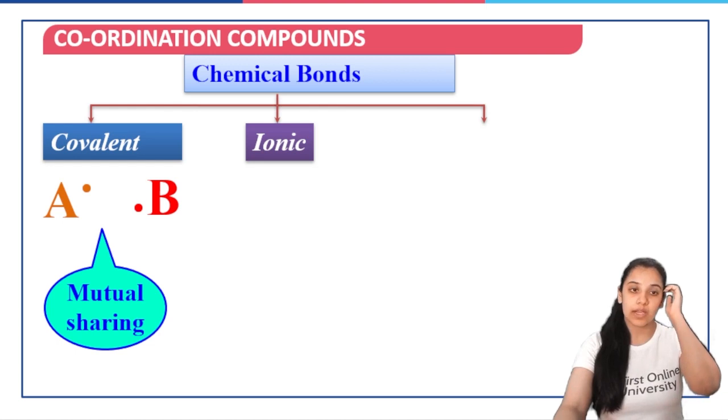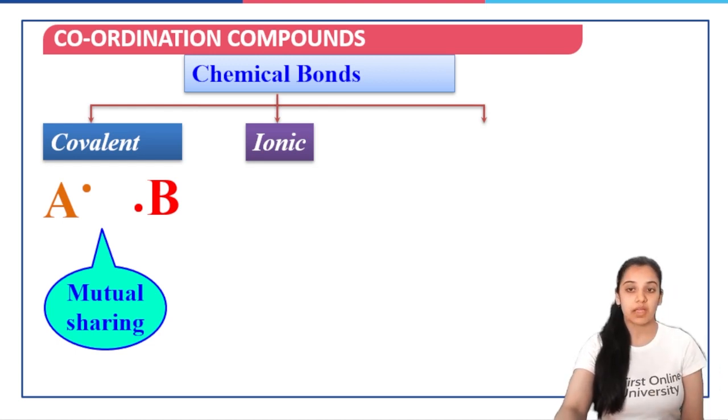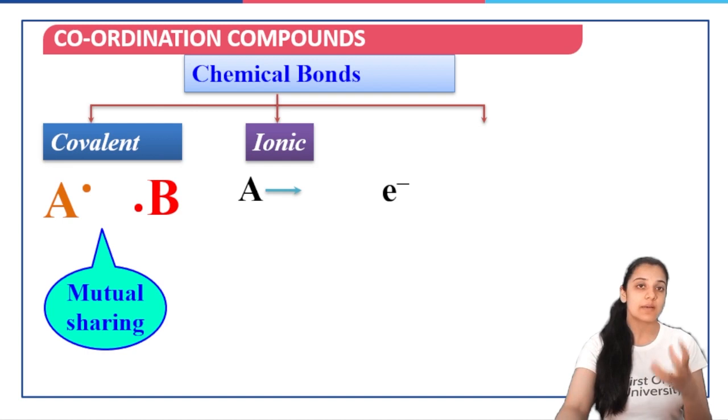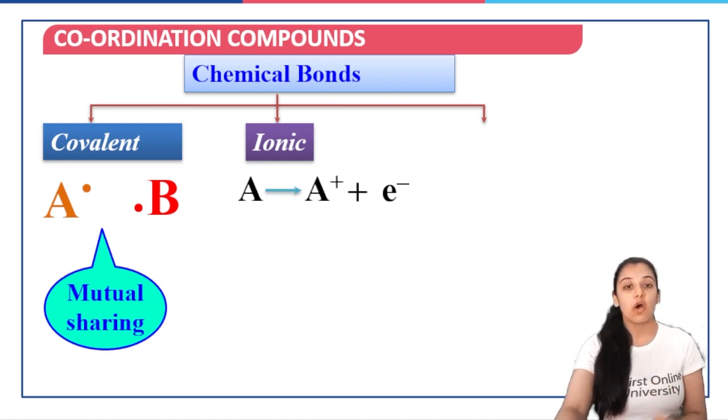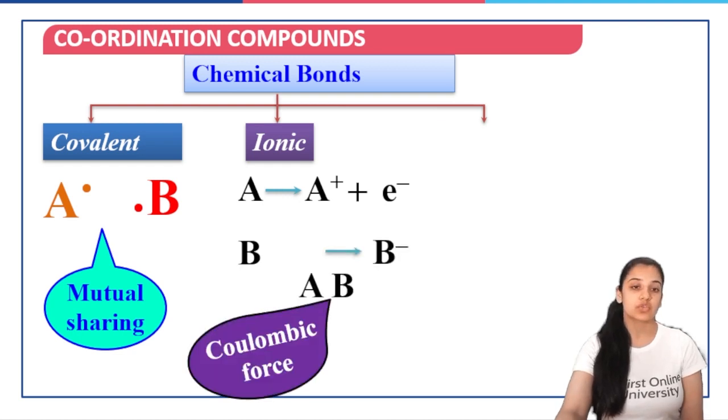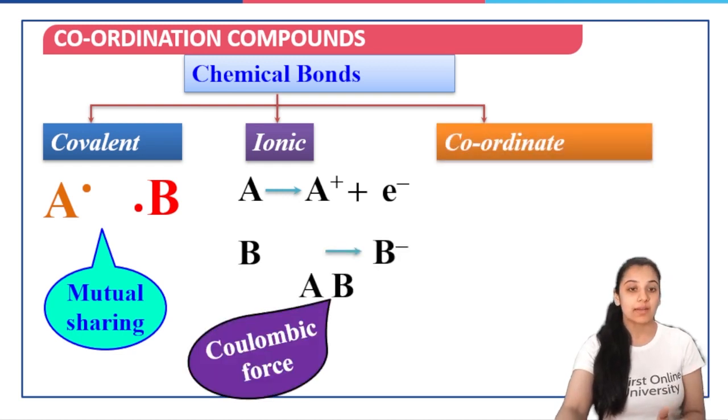On the other hand, the second type of chemical bond is the ionic bond. Suppose A is some element; it is going to undergo ionization to release an electron, and the corresponding cation A plus is going to be formed. Similarly, B is going to take up an electron to form B minus, and then A plus and B minus will combine through Coulombic forces to form what we call an ionic bond.